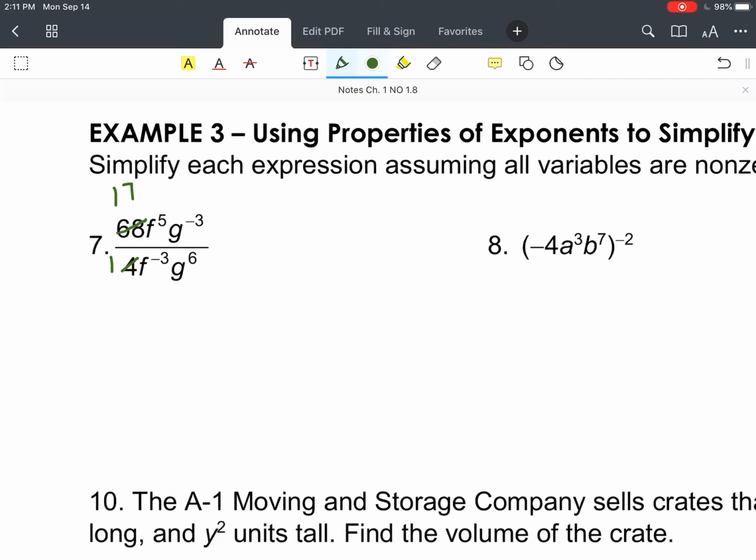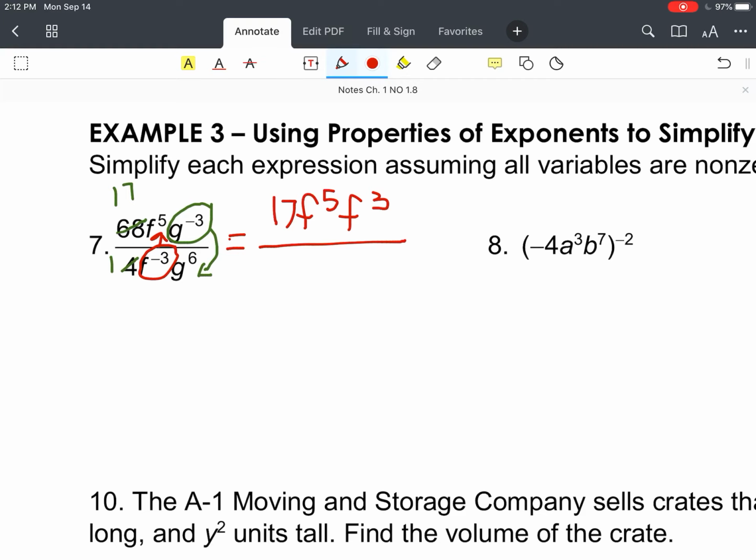I see I have lots of negative exponents. Remember, when you have a negative exponent, it moves either from the top to the bottom or the bottom to the top of a fraction. So I'm going to move g to the negative third to the bottom of my fraction, and I'm going to move f to the negative third to the top of my fraction. So simplifying this, I'm going to have 17, f to the fifth that was already there, and now my f to the negative third is going to be f to the positive third on top.